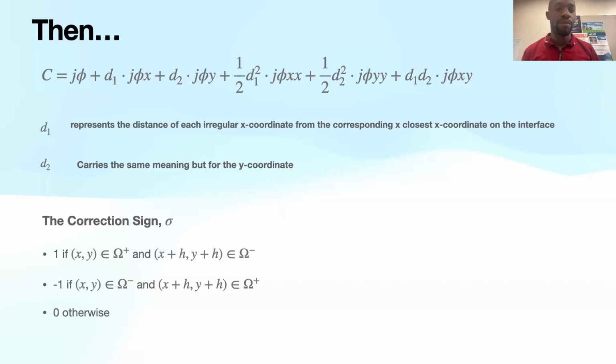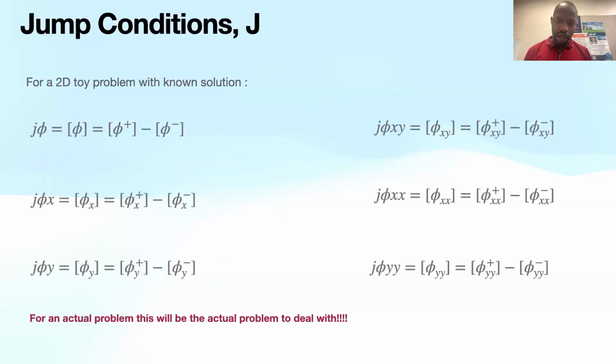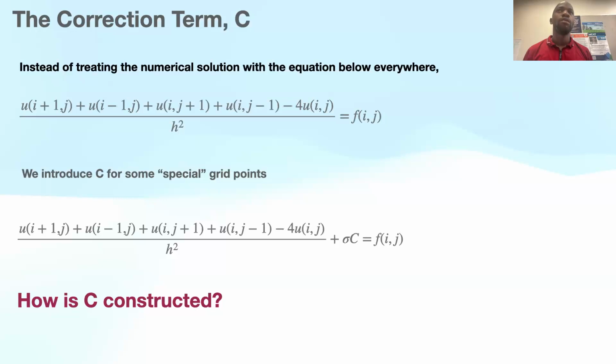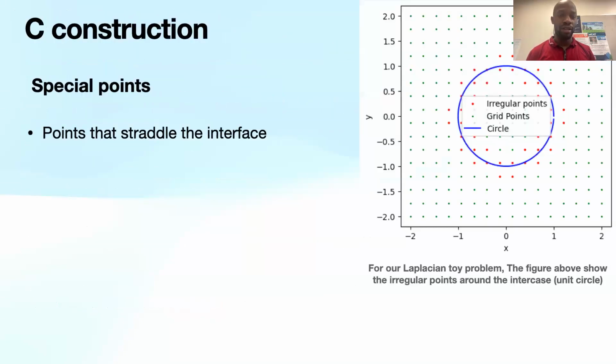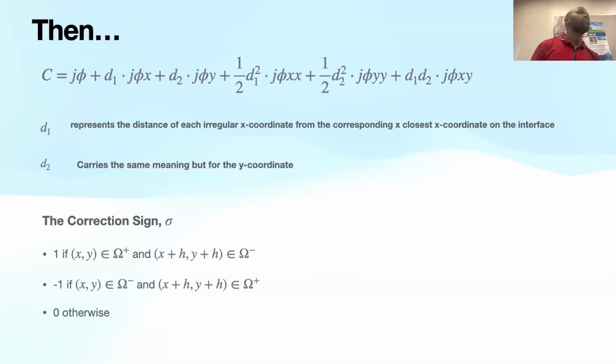We do that for each and every irregular point. But if we go back a little bit here, the problem that we want to correct, we can either subtract off or add on. So the question is, when do we add on? The sigma is just something that is either minus 1, plus 1, or 0. It is going to be 0 if our point is not an irregular point, because we don't need to correct anything. But it's going to be either 1 or minus 1, depending on where whatever I want to correct lies.